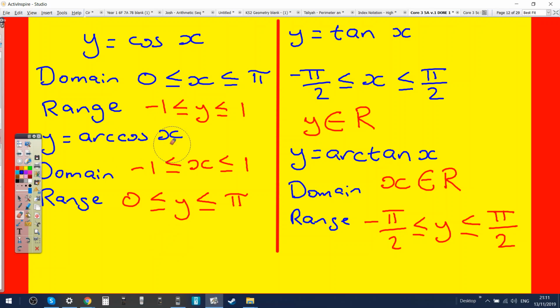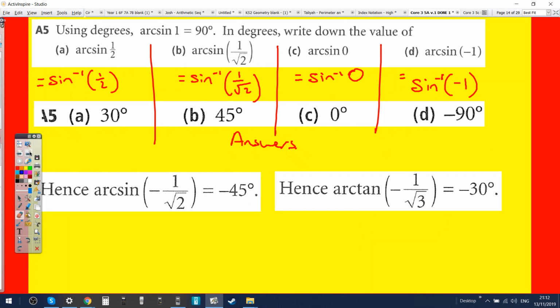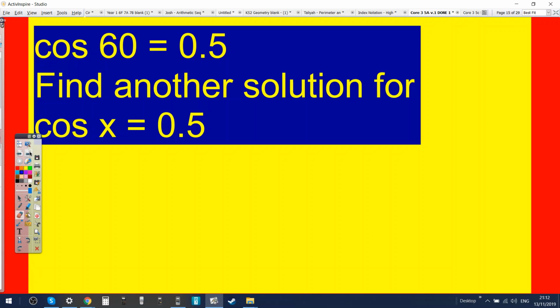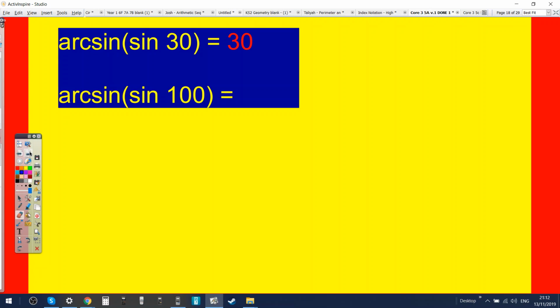So same with arc cos. The convention is that it's between 0 and pi, and with tan, the convention is the same as sine, between negative pi over 2 and pi over 2, and so that becomes the range. Those are fine. I think that's fine.